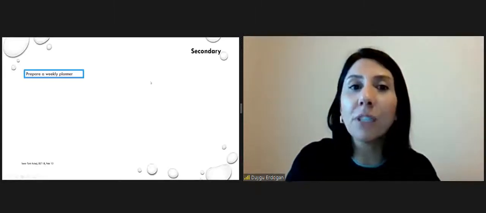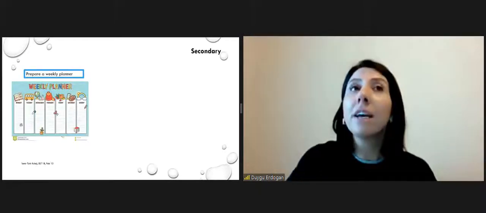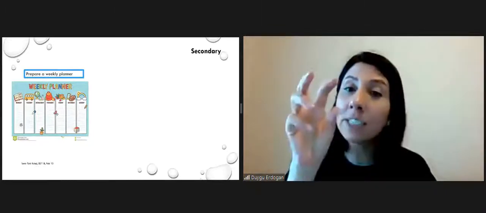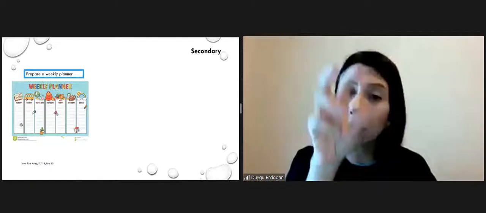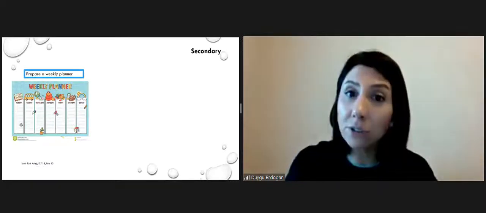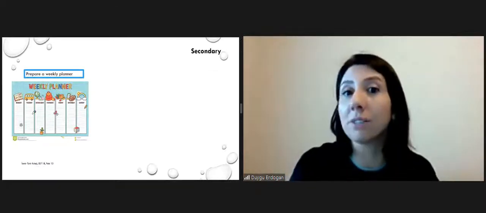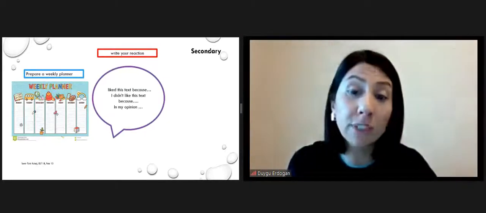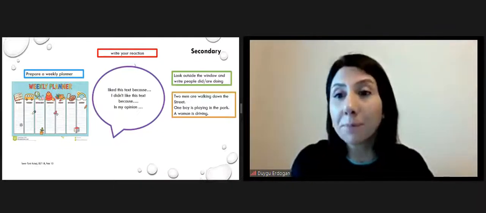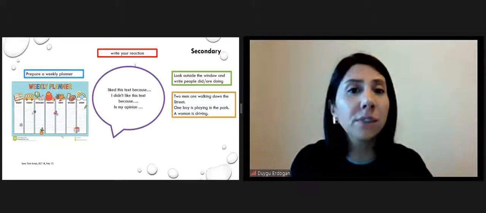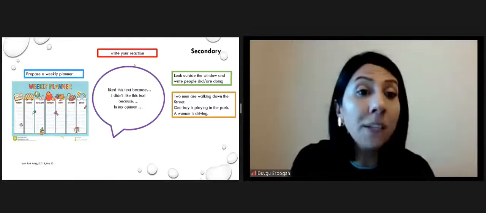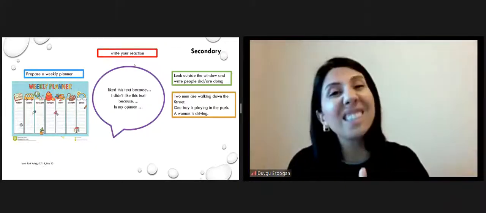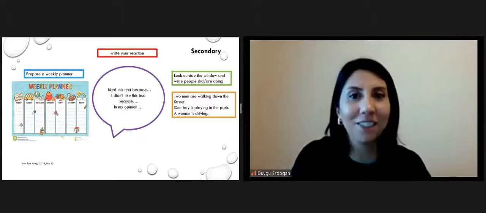And for secondary, okay, prepare a weekly planner. If you teach them chores, you can have them place the chores on the weekly planner and they can report back to you, okay? Write your reaction. I like this text because, I didn't like this text because, not only about true, falses, and vocabularies, perhaps, as we said, sitting in front of the window, looking outside, reporting back. So the key is giving them a meaningful task so that they're motivated to come back. They have a reason to come back to your session, okay?